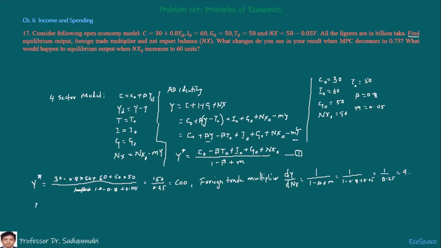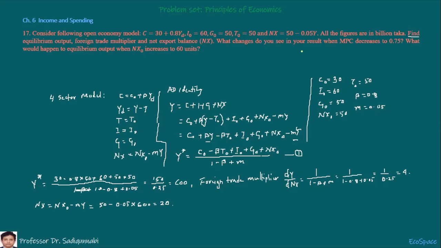NX equals NX naught minus small m y, which is equal to 50 minus 0.05 times y equals 600, which equals 20. So this is our first part of the solution. Let's go for the second part.